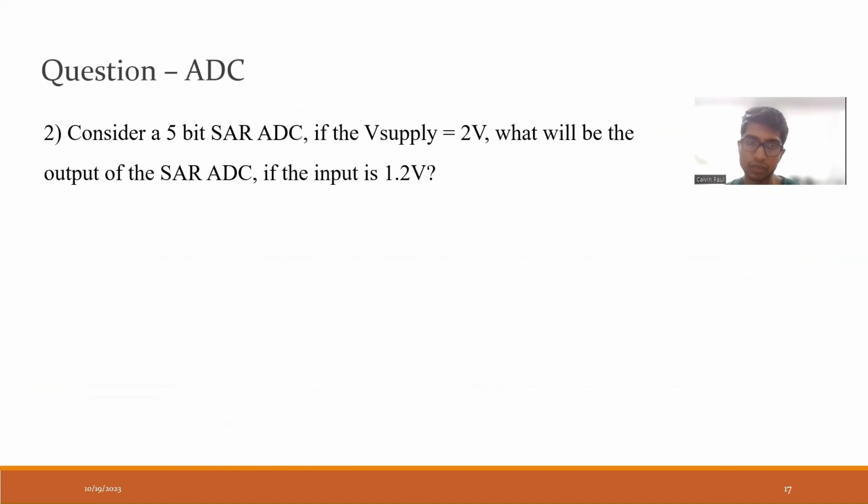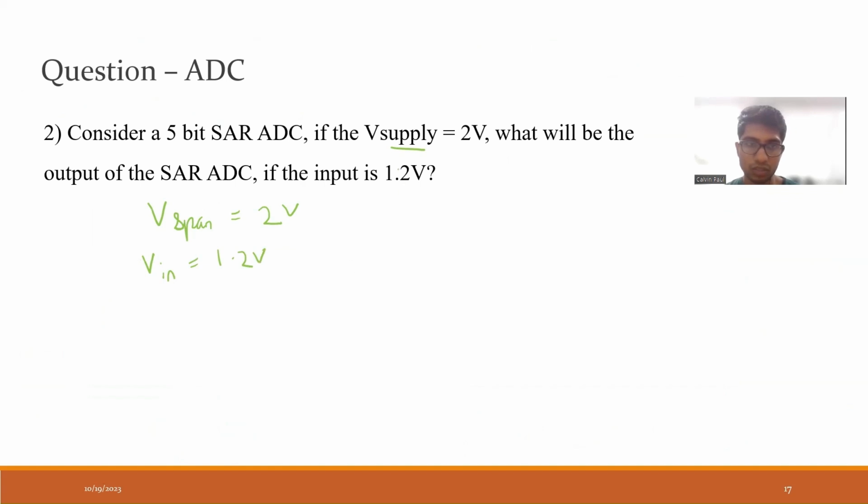So let us consider a 5-bit ADC. We'll ignore the term SAR ADC; it is just an ADC. It has a V supply of 2 volt. My span of my ADC is 2 volt. My input signal is 1.2 volt.